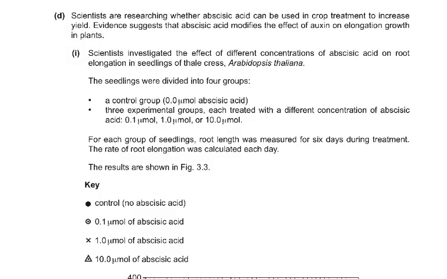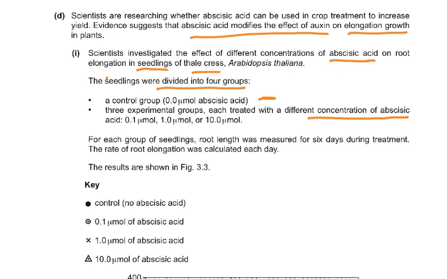Then coming to the D part of the question, scientists are researching whether abscisic acid can be used in crop treatment to increase yield. Evidence suggests that abscisic acid modifies the effect of auxin on elongation growth in plants. Scientists investigated the effect of different concentrations of abscisic acid on root elongation in seedlings of Thale cress. The seedlings were divided into 4 groups: a control group, 0.0 micromole abscisic acid, and 3 experimental groups, each treated with a different concentration of abscisic acid, 0.1, 1.0, and 10.0 micromole.